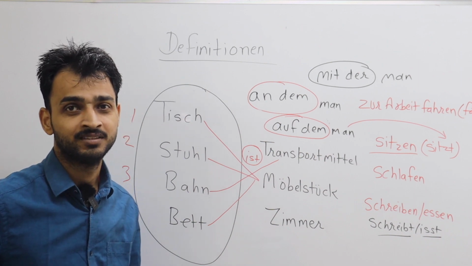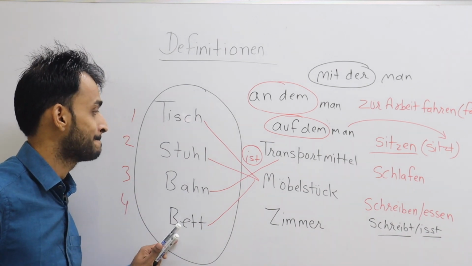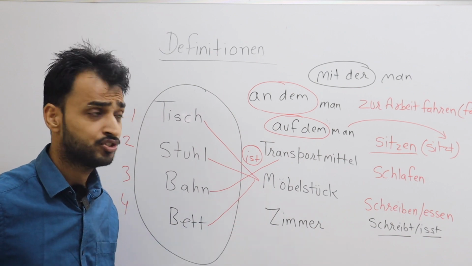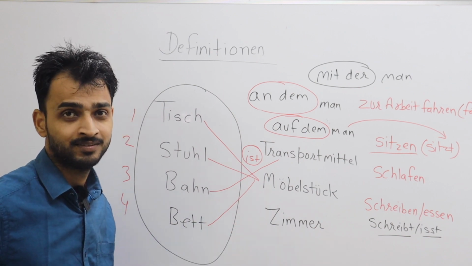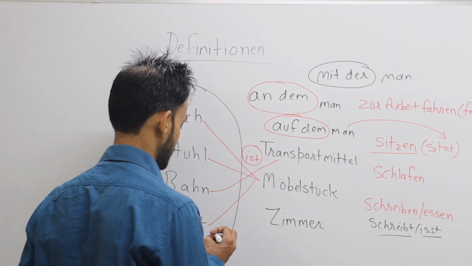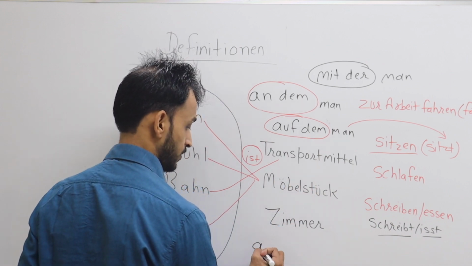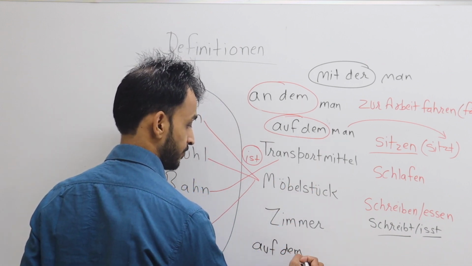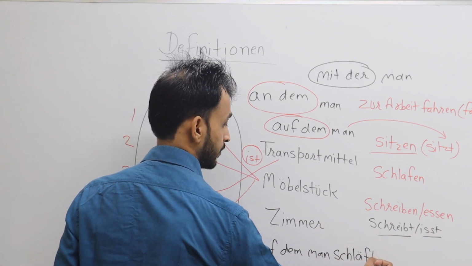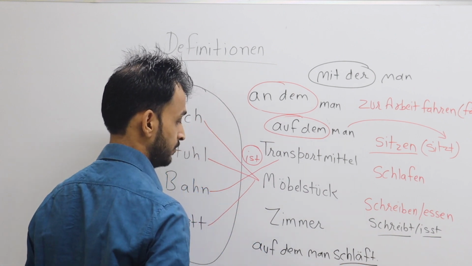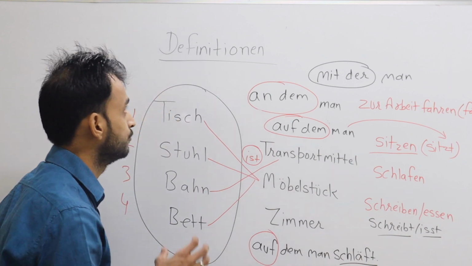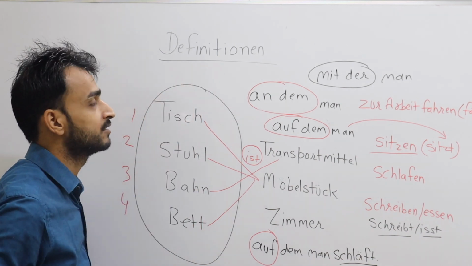This is the definition. Now the last word is bed. So Bett ist ein Möbelstück. Bed is also furniture on which one sleeps. Auf dem man schläft. I write Bett ist ein Möbelstück, auf dem man schläft. One sleeps. So verb position is last. This is my preposition auf. So this way we define a word. This is called definition. Okay.